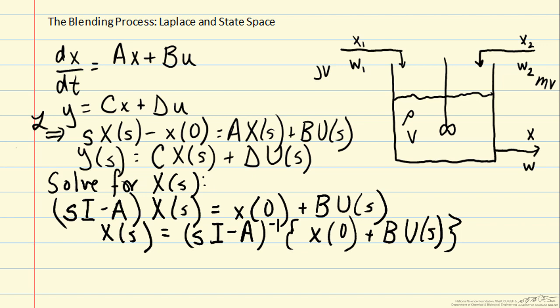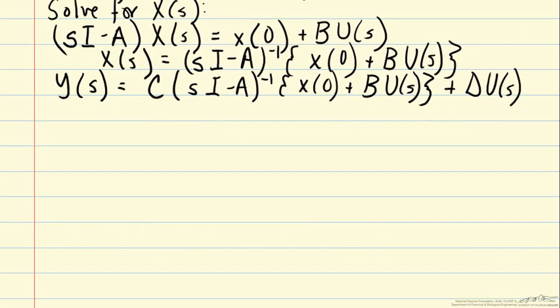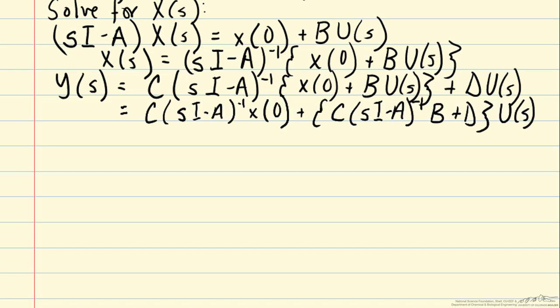And now we can look at our measurements, Y(s), and we can plug in X(s). And finally, we may wish to recombine some terms so that we have a single coefficient multiplying U(s). The term that multiplies our input u and describes its effect on the measurement y is sometimes called the process transfer function.